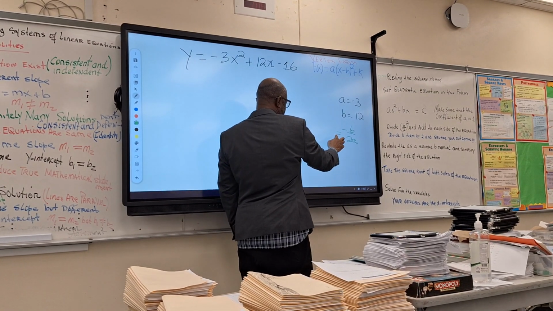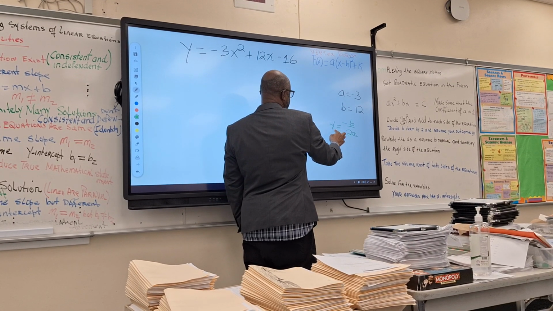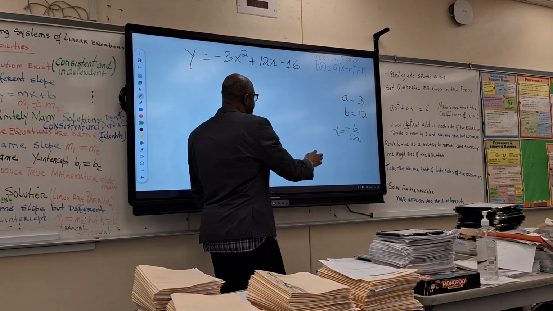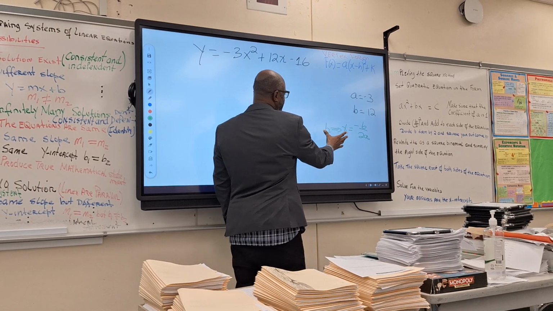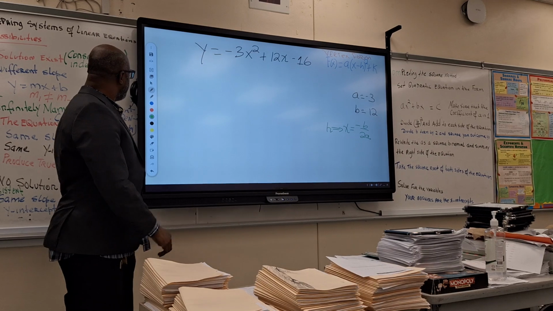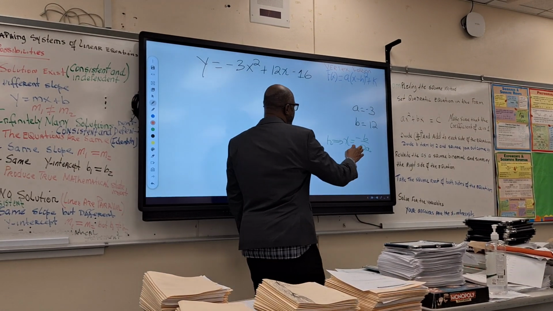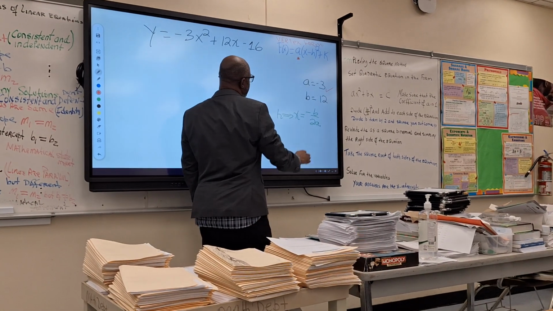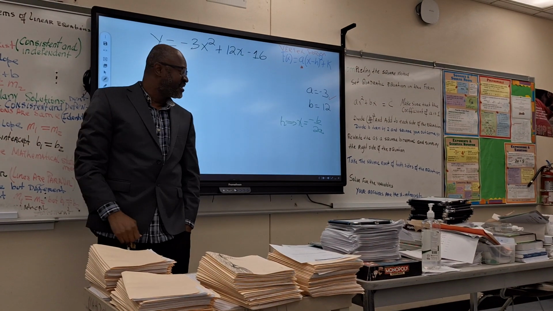Positive 2. What variable? X equals 2, or H equals 2, either way. X is the same thing as H. We find the H, then we'll have to go find K. We already know what A is. That is one of the things we're looking for. So we're missing H and K, then the equation will be in vertex form.